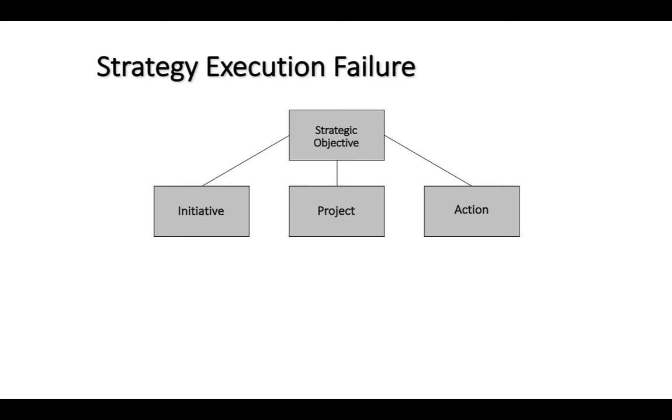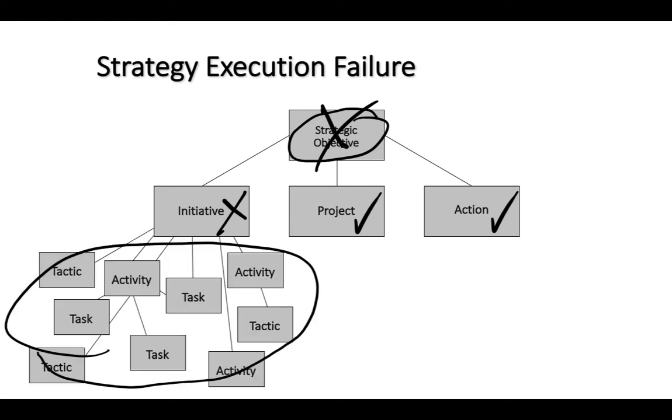Strategy execution failures usually happen when a strategic objective is not achieved. And when this happens, it's usually because some of the work planned to support the strategic objective was not successfully completed. For our example, let's say that the project and the action that were necessary were both executed sufficiently, but the initiative that was to be accomplished failed. In this case, you would want to do a deep dive into all of the operational work that was to be accomplished. Which pieces failed here? Okay, so that was a simple example of a strategy execution failure. The plan was fine, something went wrong in the implementation.